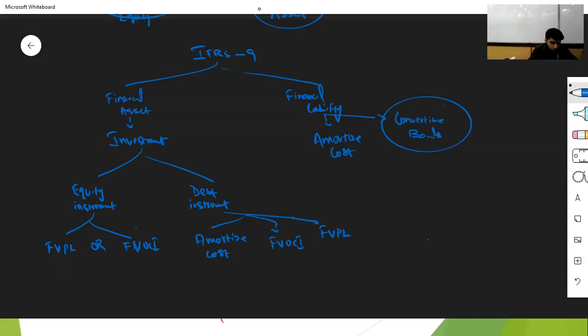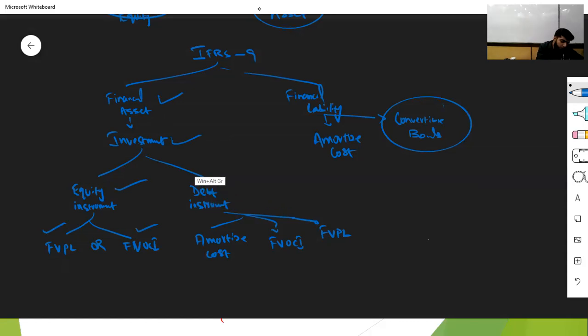So let's sum up what we have done. If you look at the summary which we prepared at the start of the session, we were discussing financial assets, that is investments, and we have successfully discussed the investment in equity instruments, that is, fair value through P&L as well as fair value through OCI.